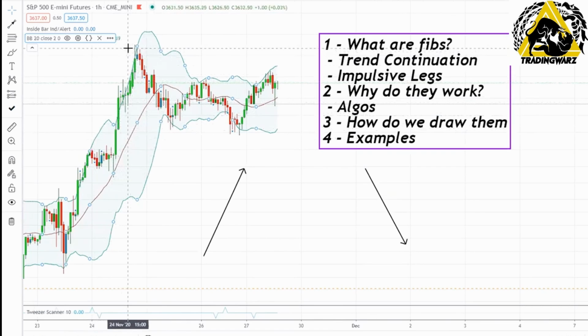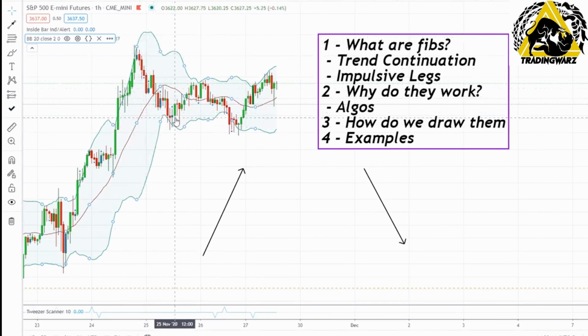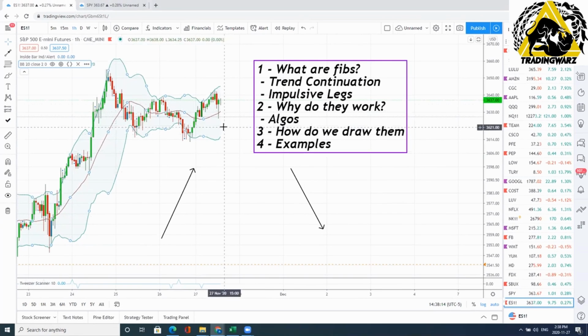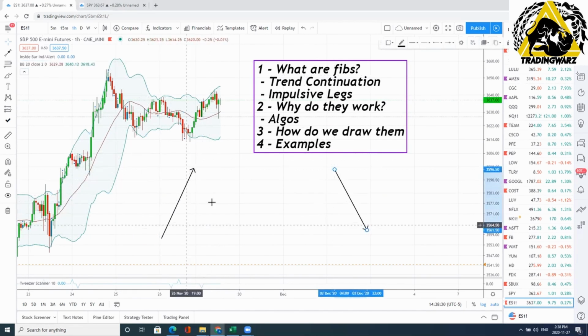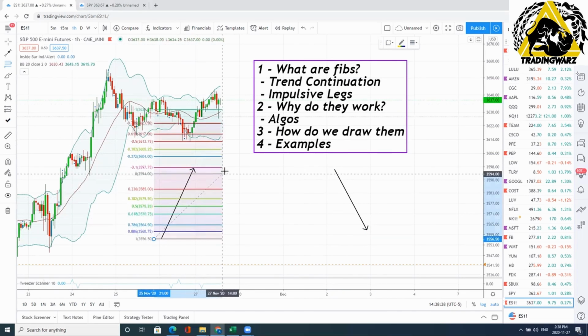Impulsive means that it's not in a range, it's not consolidating, it is moving in that direction with force. And we can see this with force here. Okay, so the first step in Fibonacci trading is identifying the impulsive leg, because the low of the impulsive leg and the high, or the high and the low, will become your anchor points. Okay, so let's look at the situation for the long. So if we were to take the Fibonacci of this leg, we would start from the low to the high.